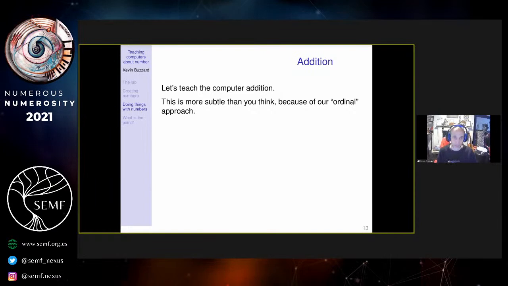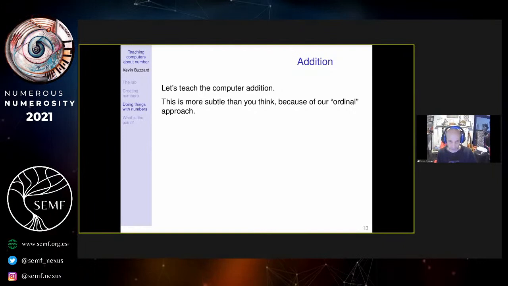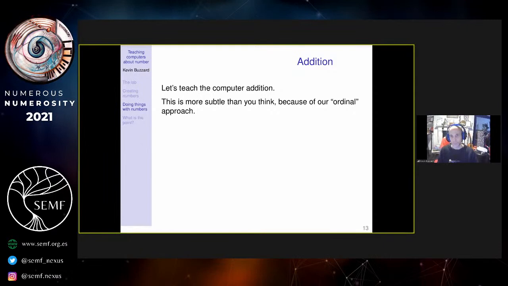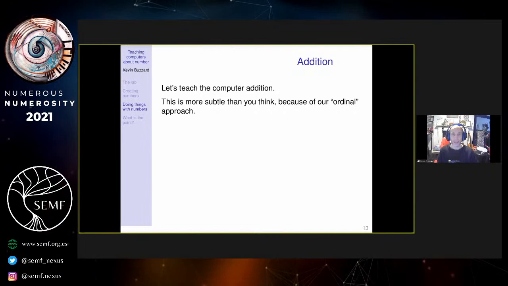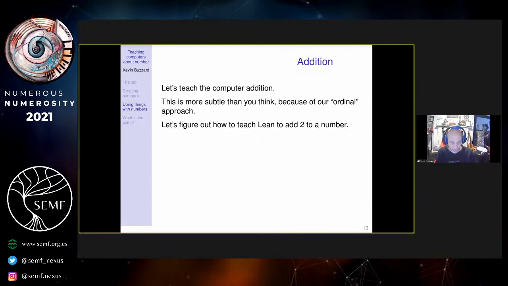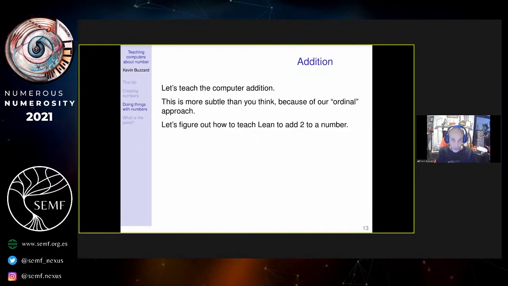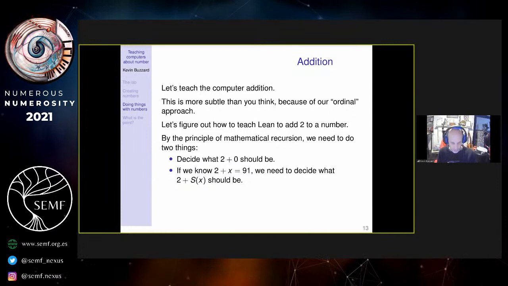And if you've never seen an elephant, how do you actually know that 2 elephants add 2 elephants is going to equal 4 elephants from this cardinal-based approach? You don't know. Now, Lean has neither seen apples nor elephants, so we need to come up with something else. And so this is how we're going to use induction. Let's figure out how we're going to do two add a number, and let's use this principle of recursion to add 2 to a number. By this principle of mathematical recursion, we want to figure out how to add 2 to any number at all.